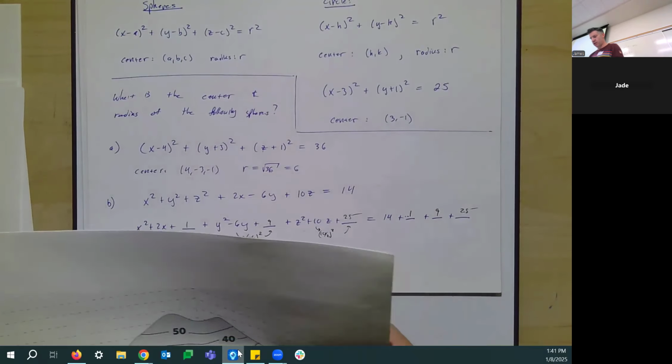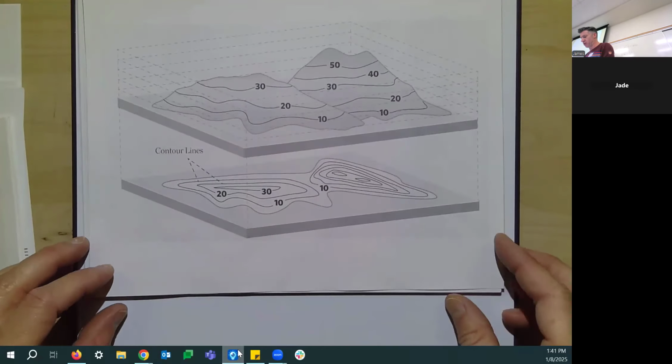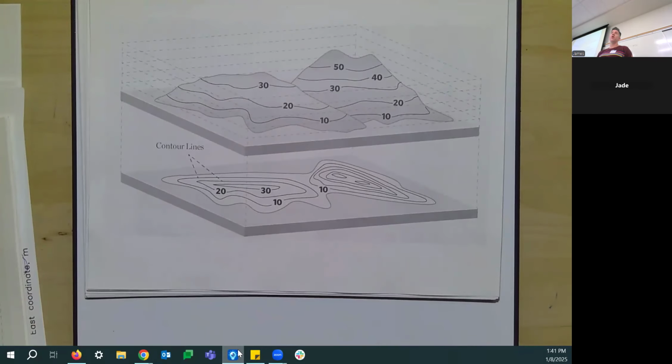So here's a somewhat nice-ish visualization of what contour lines or level curves are all about. They're really just, on a three-dimensional surface, all the points on that surface that happen to be at a specific elevation or height or z value.